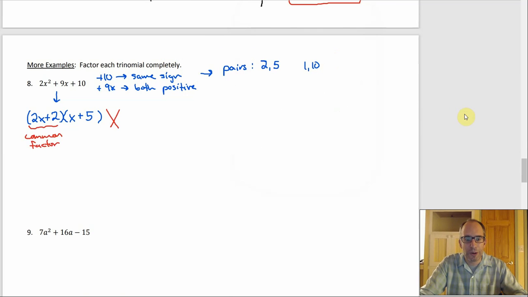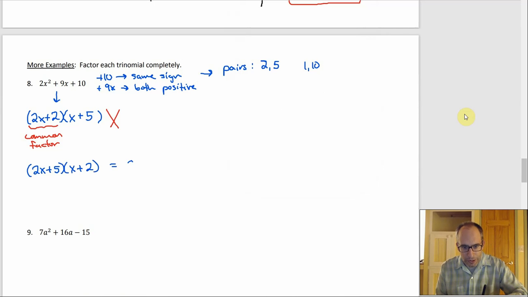Then you say, okay, well, that didn't work. What if we try the opposite order? Like put the 5 on the left and the 2 on the right. All right, so 2x plus 5 times x plus 2. Is that one going to work? Let's see. We're going to get 2x squared plus 4x plus 5x plus 10.